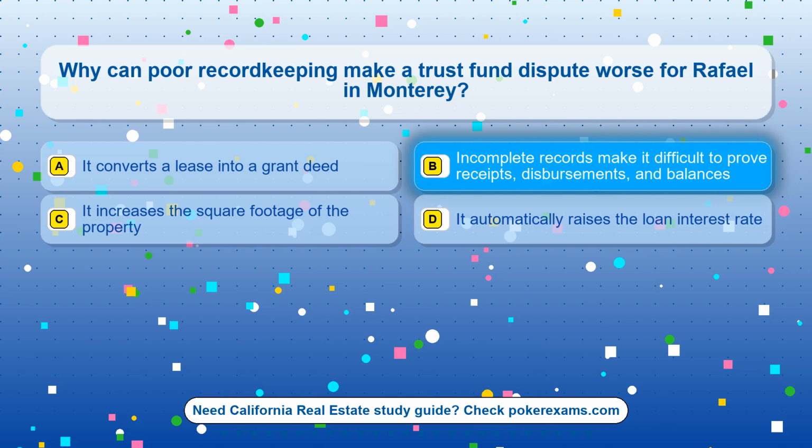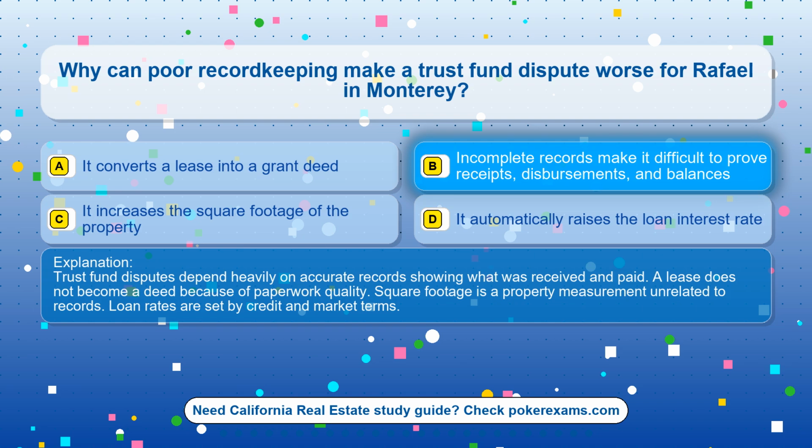The correct answer is option B. Incomplete records make it difficult to prove receipts, disbursements, and balances. Trust fund disputes depend heavily on accurate records showing what was received and paid. A lease does not become a deed because of paperwork quality. Square footage is a property measurement unrelated to records. Loan rates are set by credit and market terms.